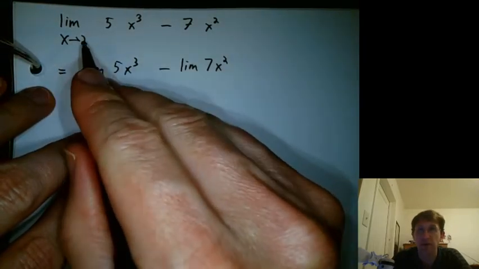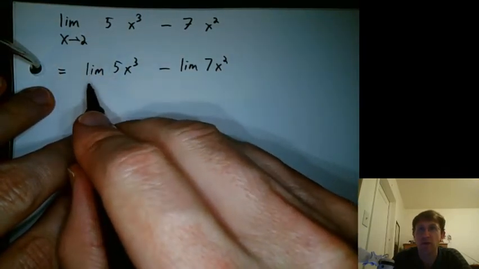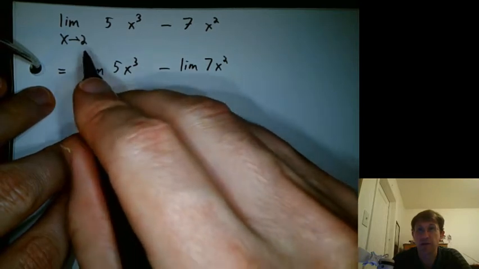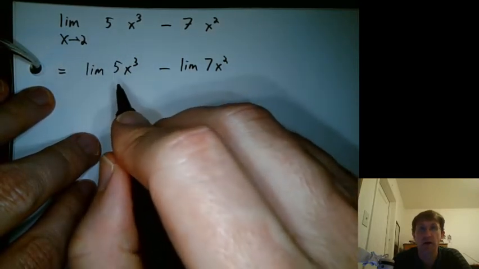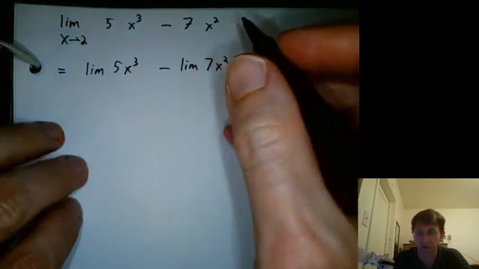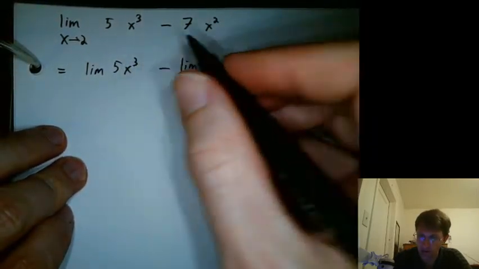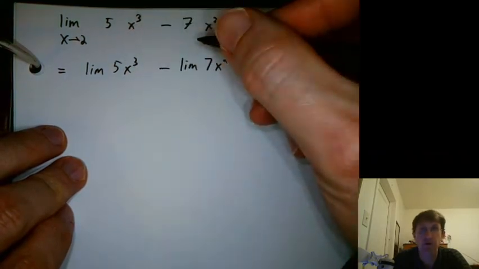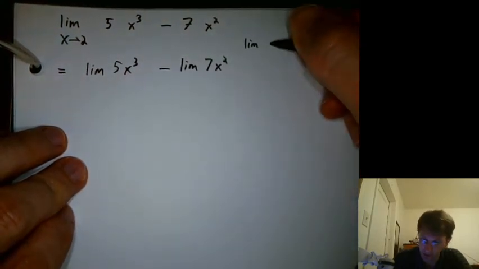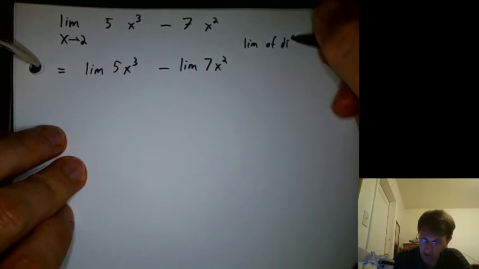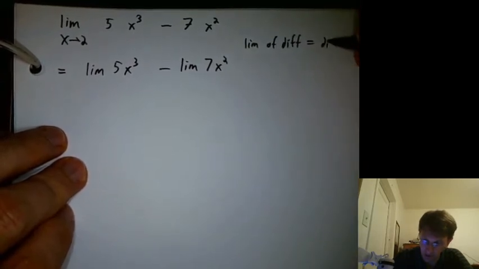Once you write limit as x goes to 2, you don't need to keep writing the x goes to 2 unless something changes about that, which is pretty rare in this chapter at least. So you can just abbreviate by writing limit. That's because the limit of a difference is the difference of the limits. So we'll write that here, limit of a difference equals the difference of the limits.